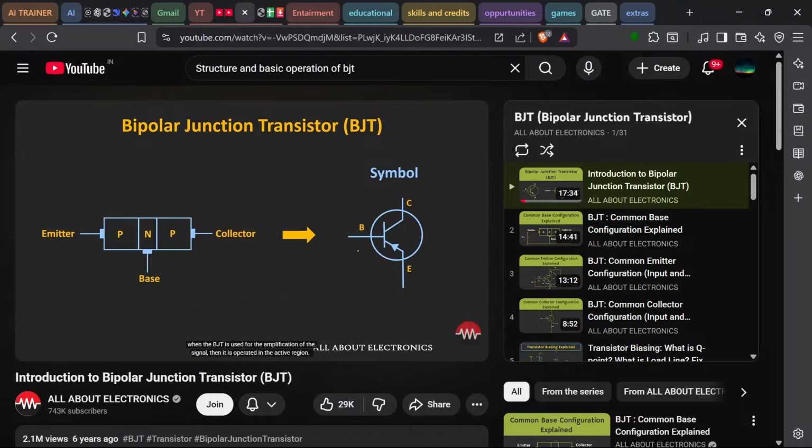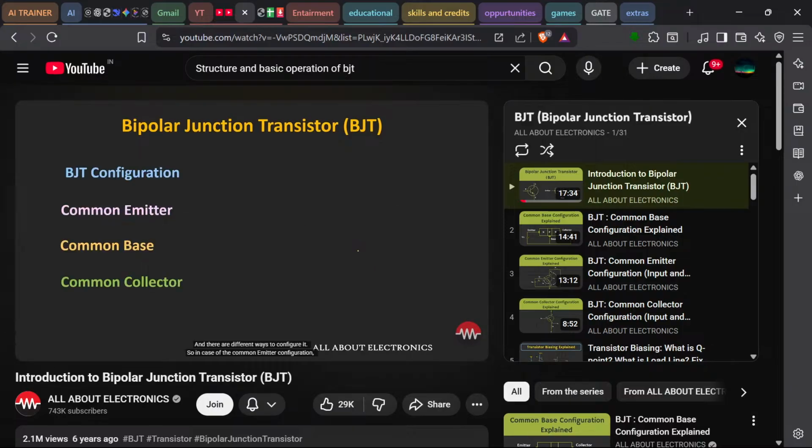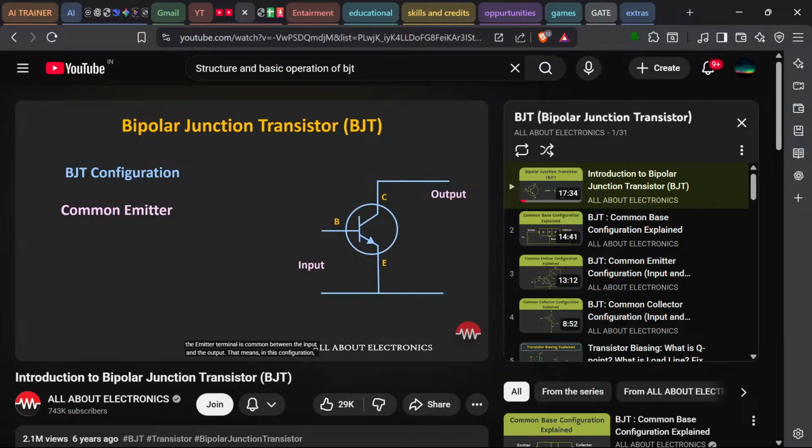Now as I said, when the BJT is used for the amplification of a signal, then it is operated in the active region, and there are different ways to configure it. In case of the common emitter configuration, the emitter terminal is common between the input and the output. That means in this configuration, the input signal is applied between the base and the emitter, and the output is measured between the collector and the emitter terminal.